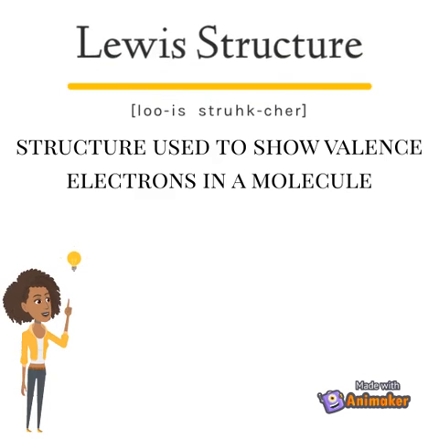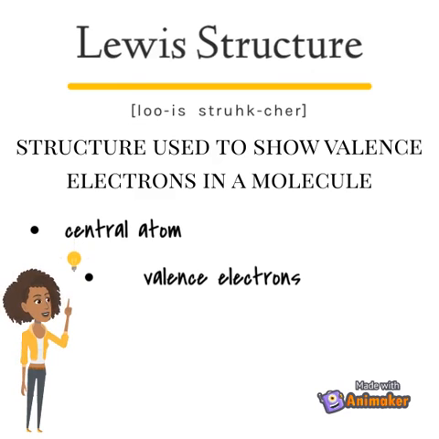Lewis structures are used to show valence electrons in a molecule. We would need to know the central atom, the total number of valence electrons, and brackets if the molecule has a charge to make a Lewis structure of our own.